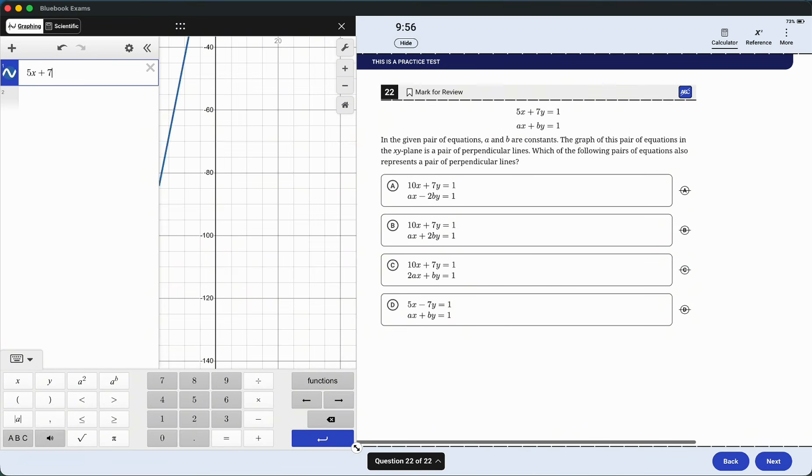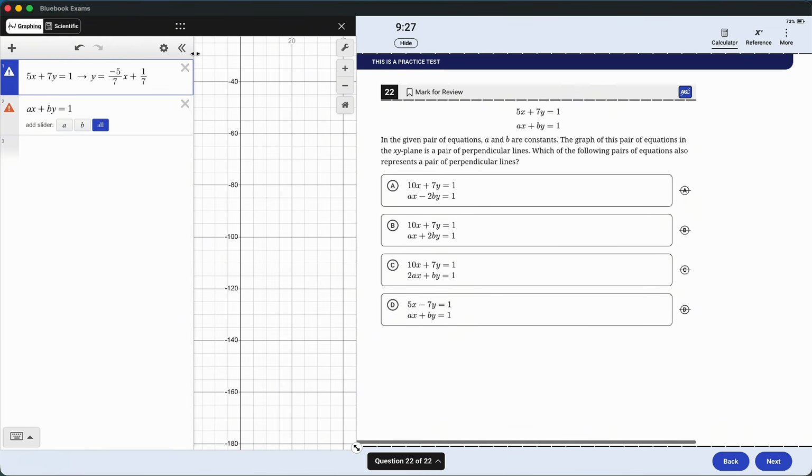So if I have these 2 equations, what I want to do is first figure out what A and B are. And I can do that because they told me that these have to be perpendicular. Now, in order to see the slopes, we have to isolate y, which is just 2 steps. You're going to subtract 5x on both sides. So it'll be 7y equals negative 5x plus 1. And then I'm just going to divide by 7, right? So this is going to be negative 5 over 7 x plus 1 over 7, right? So that's what my equation turned into.